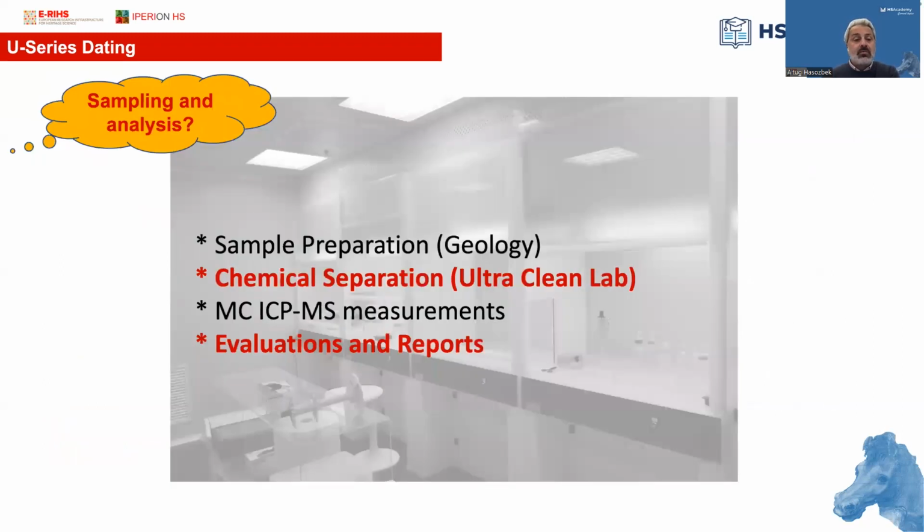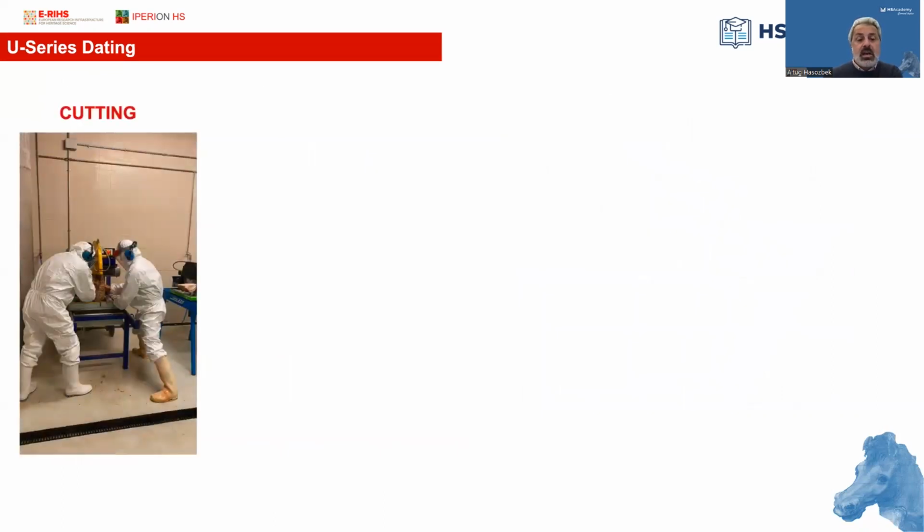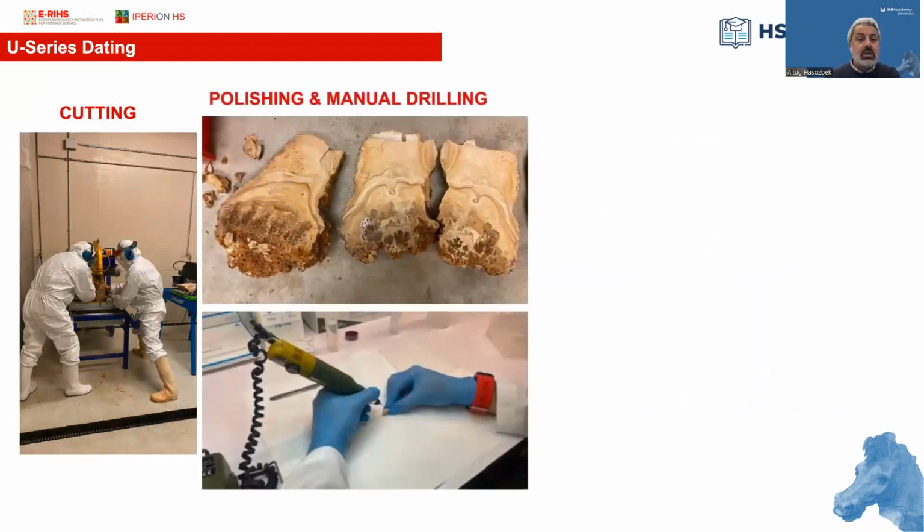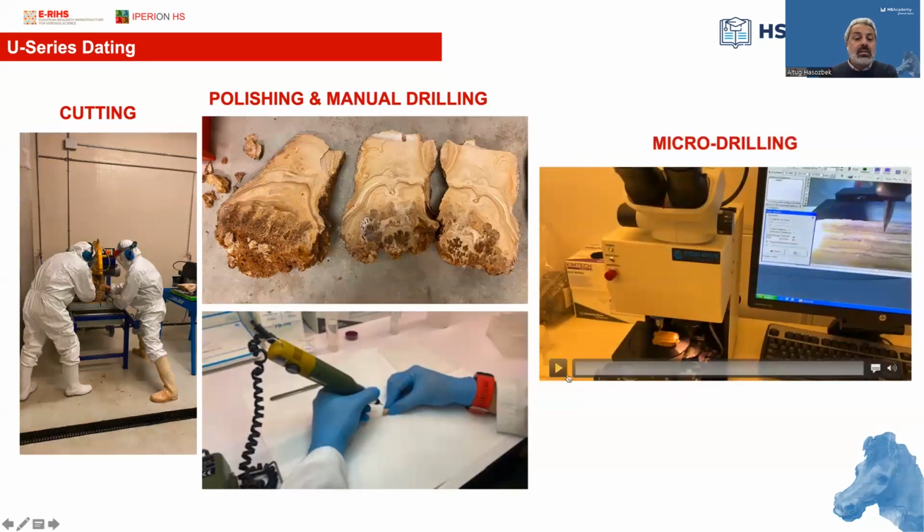But let's look at how we do sample preparation and analysis. Let's go through the sample preparation, chemical separation, and some multi-collector ICP-MS measurements. This is hard work actually. When you get a big speleothem, you have to cut your sample, you have to polish, and then you can use a manual drill. Basically, you need around 50 milligrams of powdered carbonate samples.